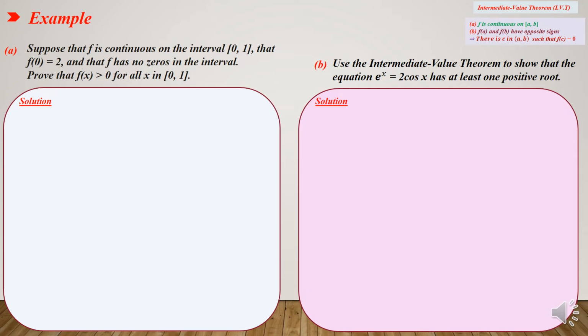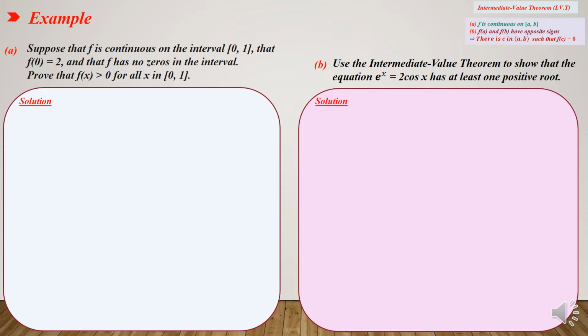Hi everyone, in this example we will take some more proofs using the intermediate value theorem, and we have two parts, A and B. In part A, suppose that f is continuous on the interval [0, 1], that f of 0 equals 2, and that f has no zeros on the interval. Prove that f of x is greater than 0 for all x in the interval from 0 to 1.